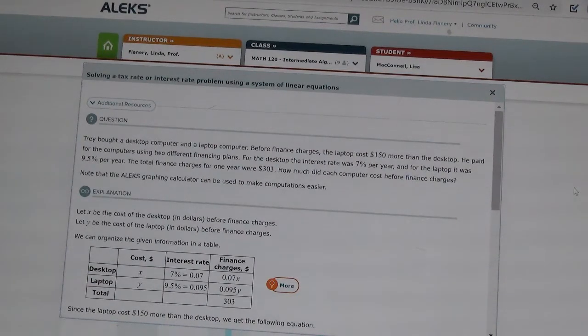This first one says, Trey bought a desktop computer and a laptop computer before finance charges. The laptop cost $150 more than the desktop. He paid for the computers using two different financing plans. The desktop, the interest rate was 7% per year, and for the laptop it was 9.5% per year. The total finance charges for 1 year were $303. How much did each computer cost before finance charges?